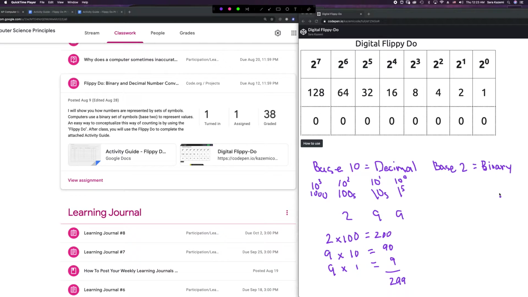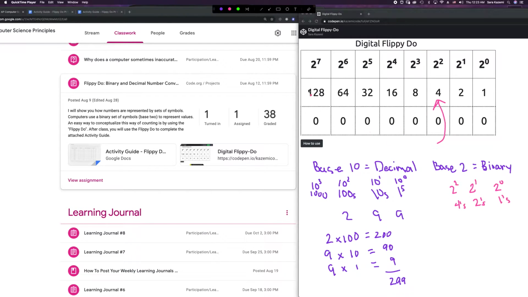With base 2, we have 2 as our base instead. So we would have 2 to the 0, which is also our 1 spot. 2 to the 1, which is our 2 spot. And then we can keep on going to the 2, which is our 4 spot. And you see that same thing up here. This is what we are using to kind of learn how to count in binary.